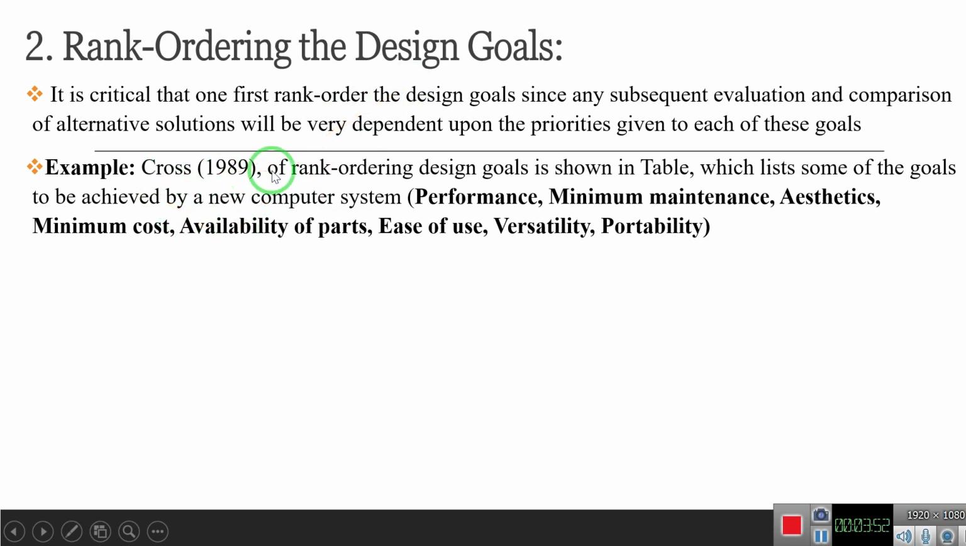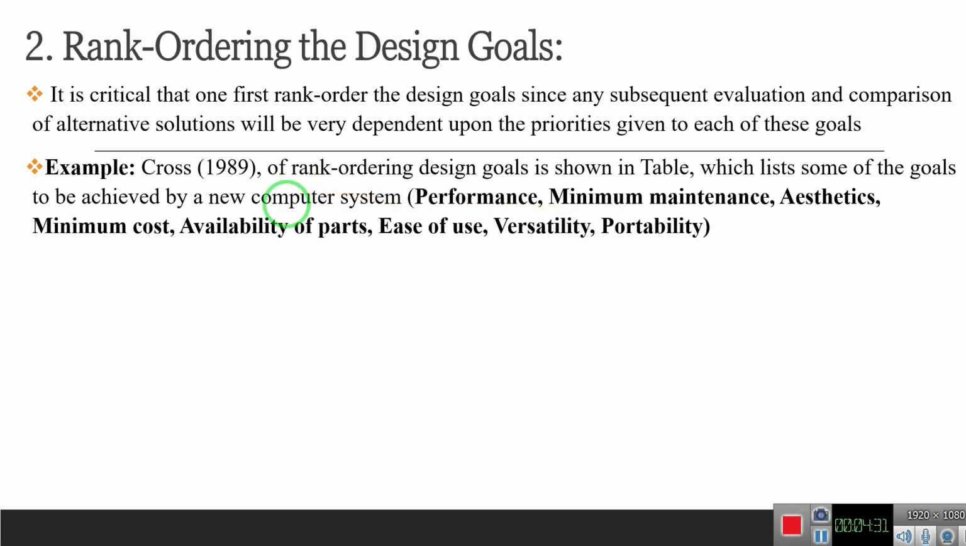An example from 1989 of rank ordering design goals is shown in the table, which lists some of the goals to be achieved by a new computer system. In 1989 some computer was evolved, some design took place, but they were checking the goals. What are the goals we have? Performance, minimum maintenance, aesthetics, minimum cost, availability of parts, ease of use, versatility and portability.